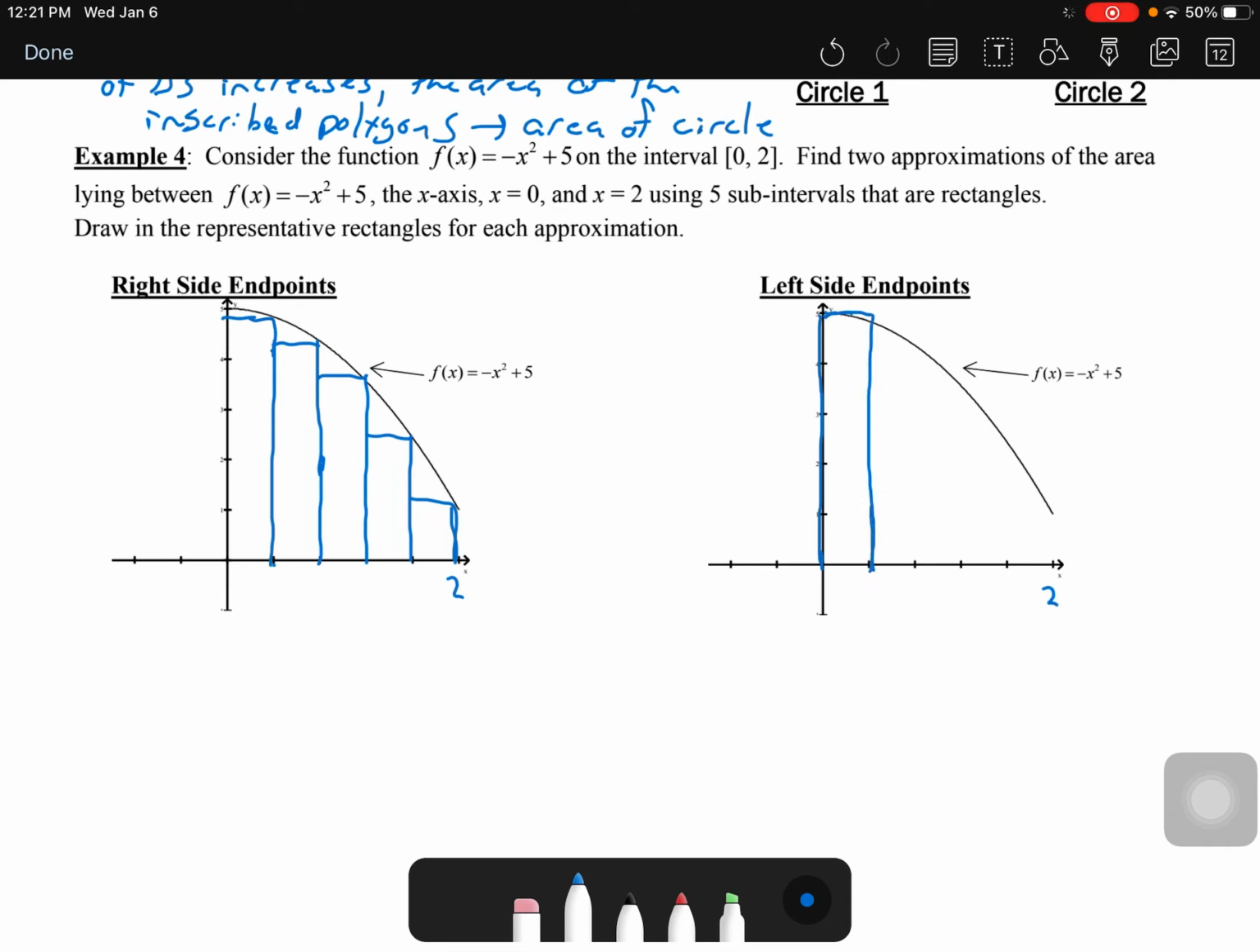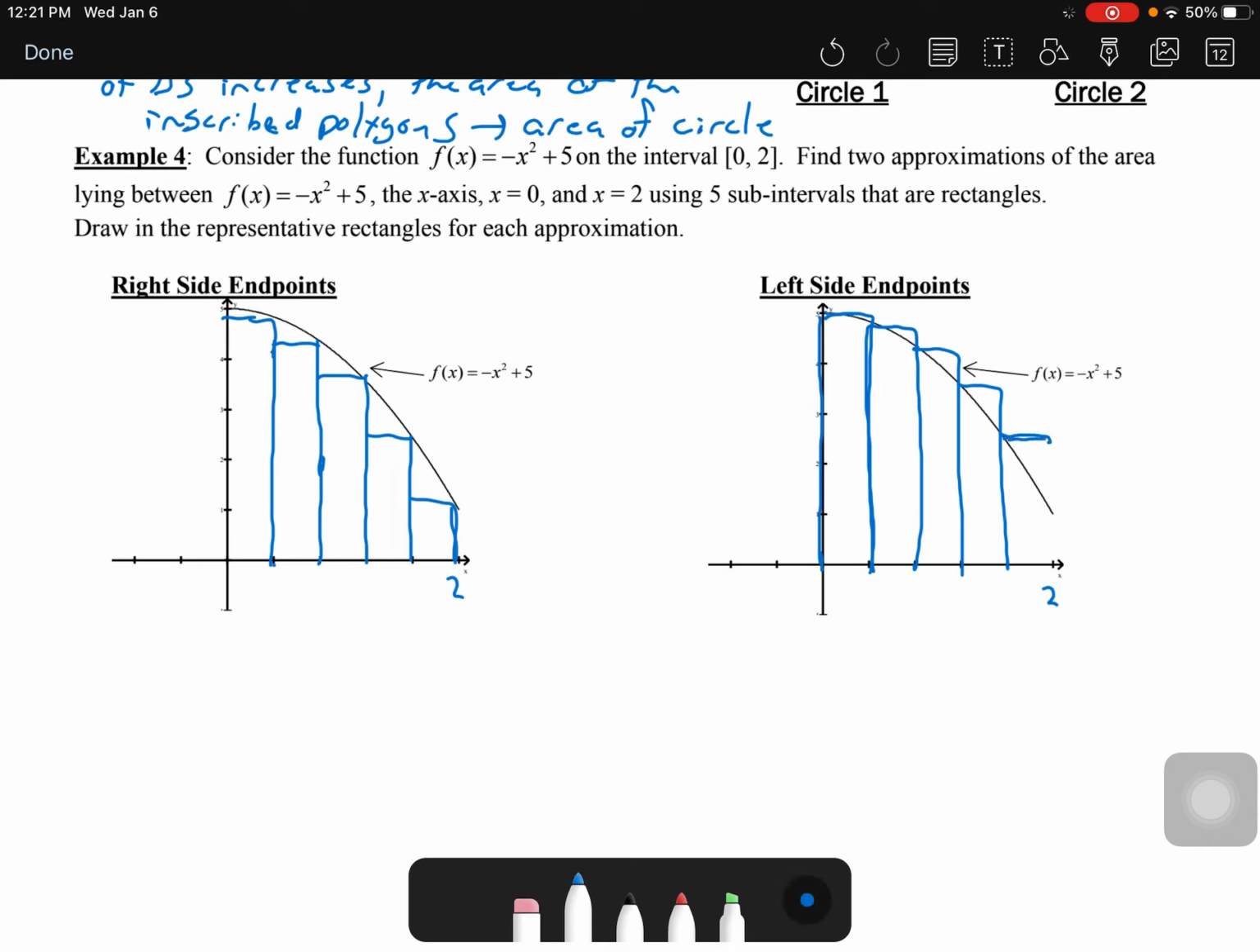Okay, so left side here up to where it hits the function and then over to the next partition width. And so hopefully now you can see these left sides are intersecting, creating an approximation that's going to be an overestimate of the actual area. So this would be how I would draw my left side endpoint rectangles.